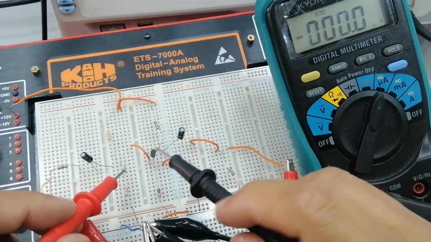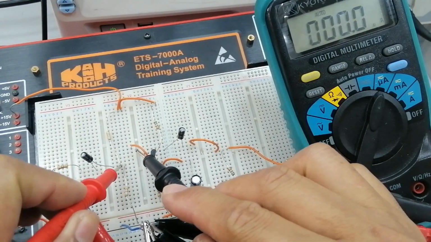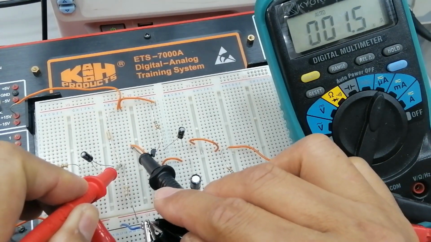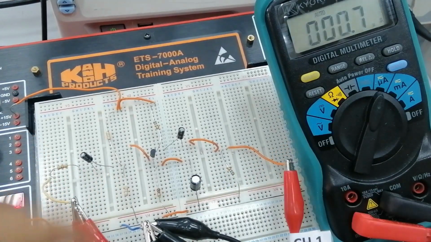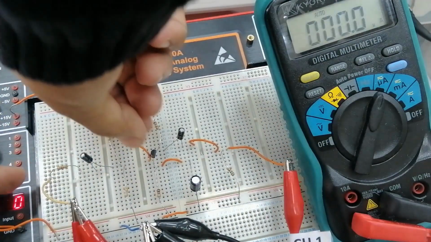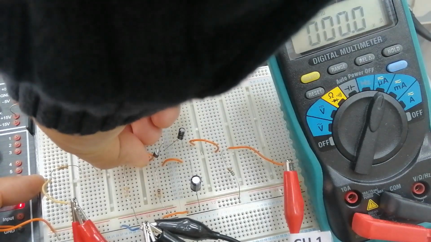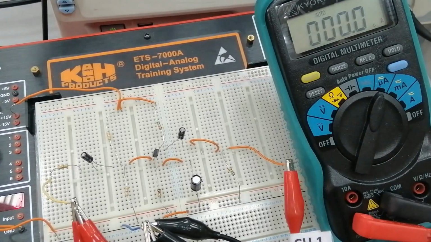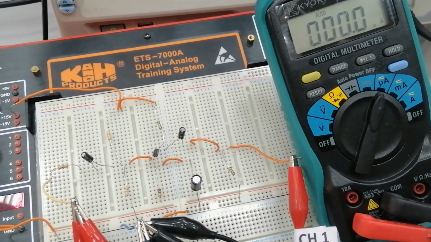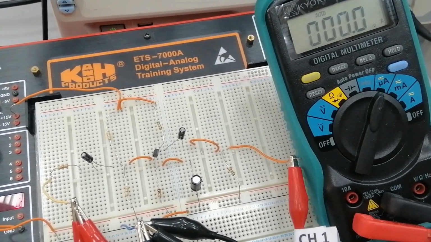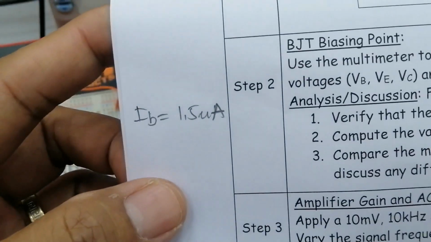What will be our base current? Base current here is 1.5 microampere. So you have to connect it back. Let's put it in our record. IB is equal to 1.5 microampere.